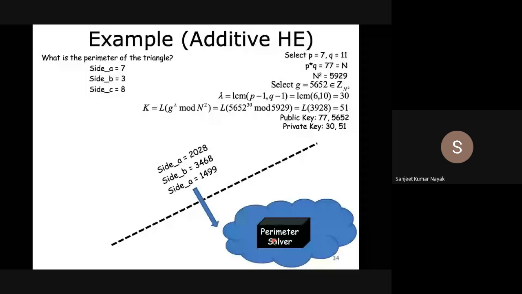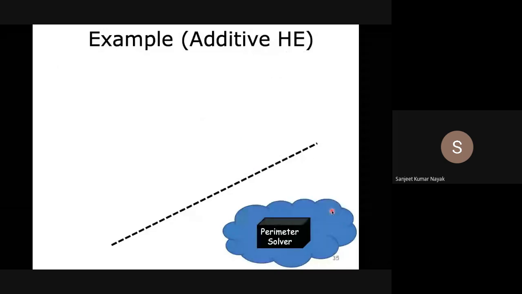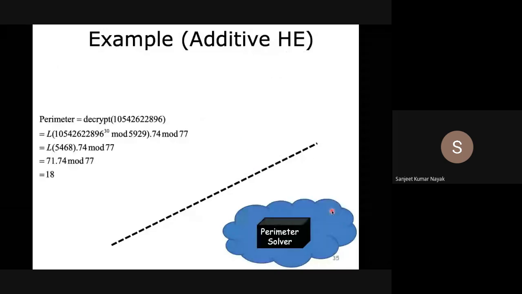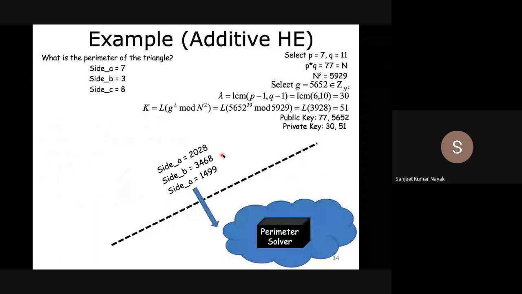So it will get this huge number. Once we receive this huge number and try to decrypt it, we will get 18. And what is this 18? This 18 is nothing but the perimeter of the triangle. So instead of 7, 3, and 8, I gave 2028, 3468, 1499. So there is no chance of disclosure of information about the sides of the triangle.